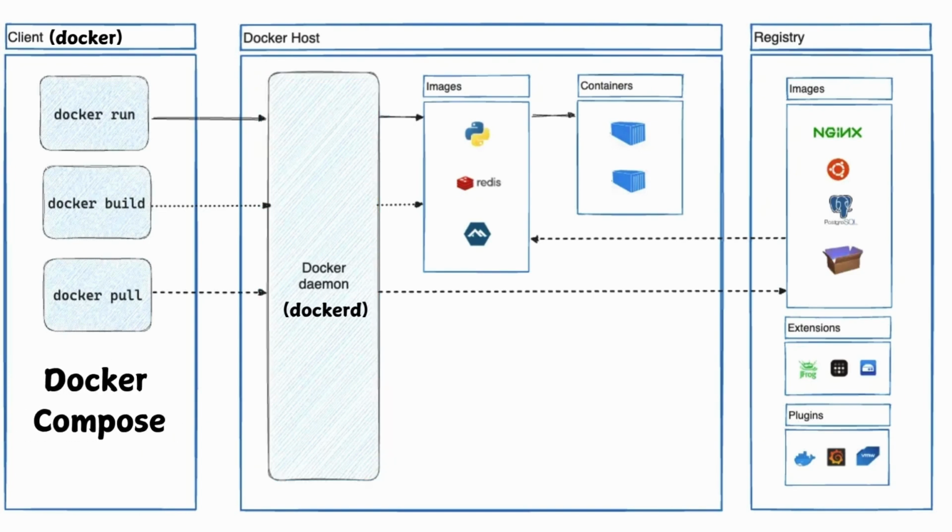Docker daemon listens to Docker API requests from the Docker client to manage Docker objects. Now, what are Docker objects? These are images, containers, networks, volumes, etc.